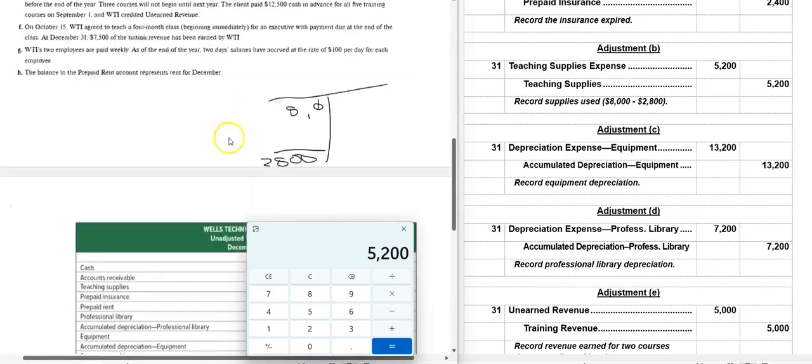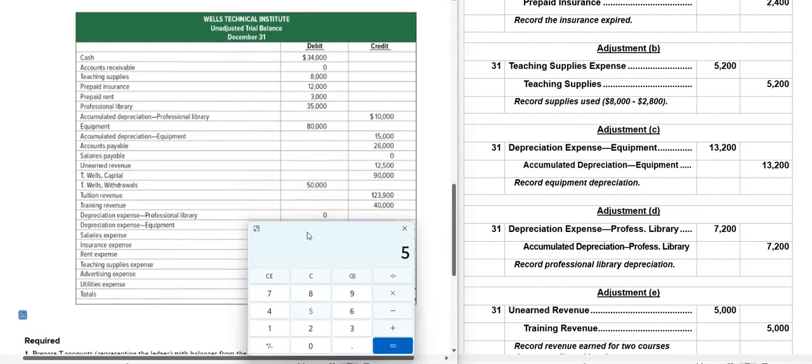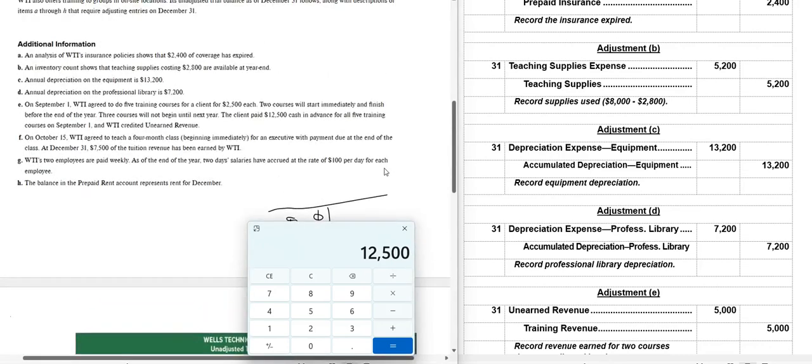5 training courses at $2,500 each. They recorded a liability of $12,500 when the customers prepaid them. They couldn't record the revenue at that time. At that time, they increased their cash and increased their liability. Because remember, we do not record revenues until we provide the service and have earned them. So there's a liability sitting in the general ledger right now of $12,500.